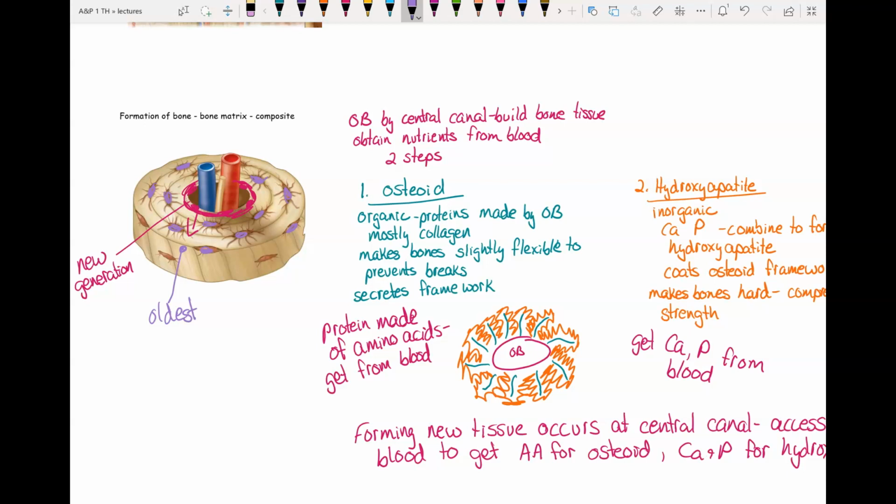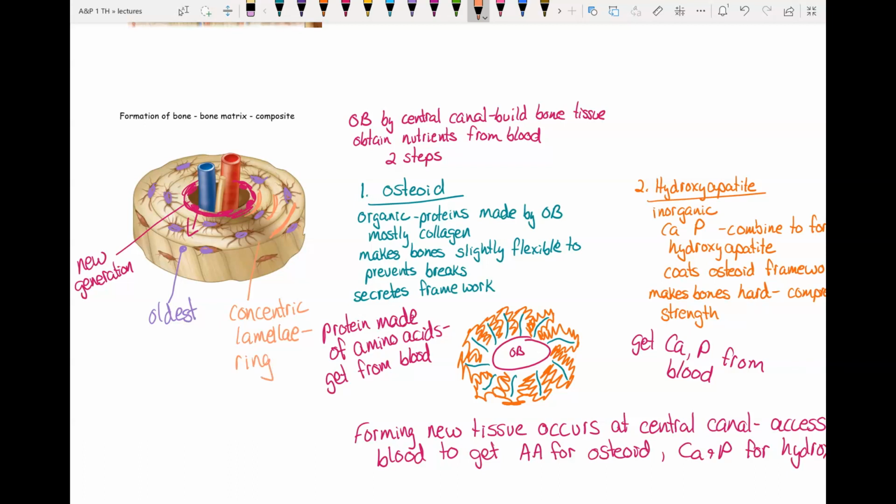You can notice also that it has these distinct rings. You can see each generation, right? Kind of like the rings in a tree. So each generation forms a distinct ring, and these rings are called concentric lamellae. So that is each ring.